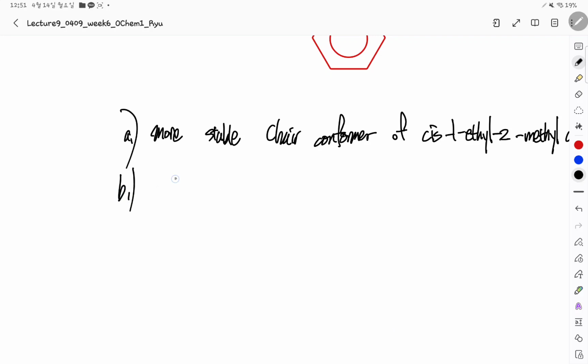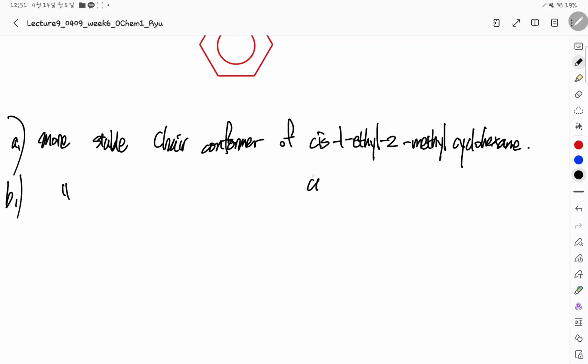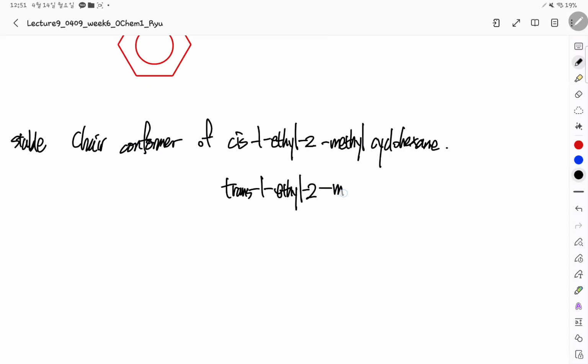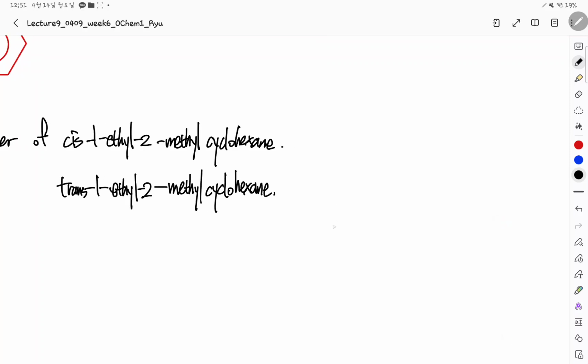It looks comparable, but the larger substituent ethyl is here in the left-hand side, located in equatorial, so probably better. The ethyl is just here in an axial position, and 1,3-diaxial interaction gives you destabilization more than methyl does. So that's probably the more stable conformer for cis. What about trans, right?